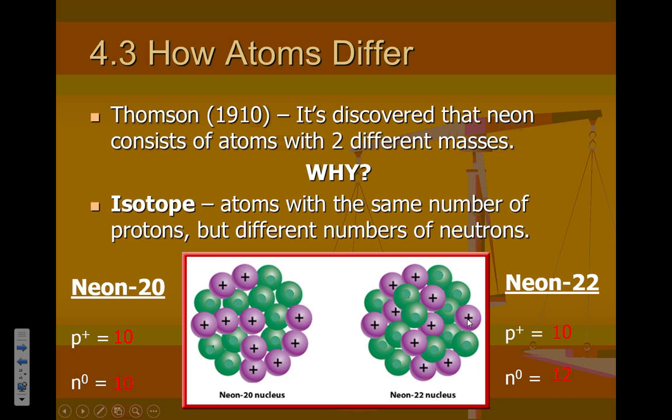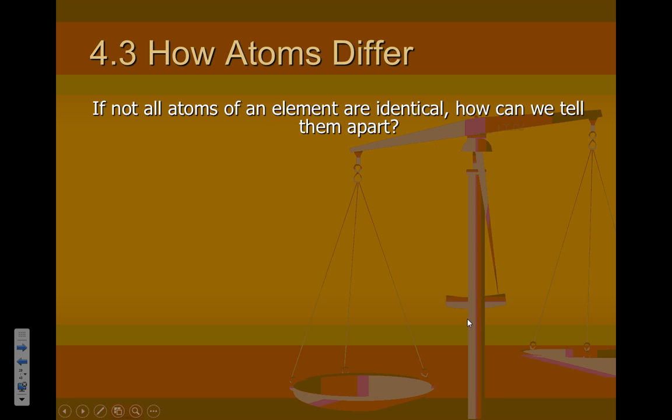And you can see how we use the total number of particles in the nucleus to describe these two nuclei. The one on the left we call neon 20, and the one on the right we call neon 22. That's something we're going to end up using more of in a second. It's one of our ways of describing a specific isotope of a specific element.